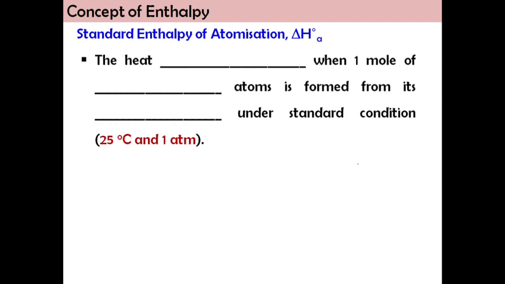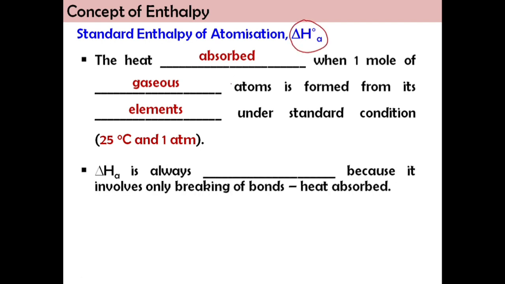So this is the heat absorb. Okay, heat absorb pula. The heat absorb when 1 mole of gaseous atom is formed from its elements under standard condition. And this is the symbol. Okay, example. Belum example. Okay, sorry. Delta HA atomization is always positive. Okay, absorb kan? So, dia mesti positif lah. Because it involve only breaking of the bonds. Heat absorb. Baru kita pergi example.